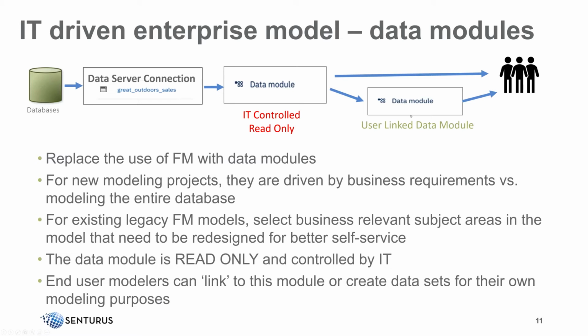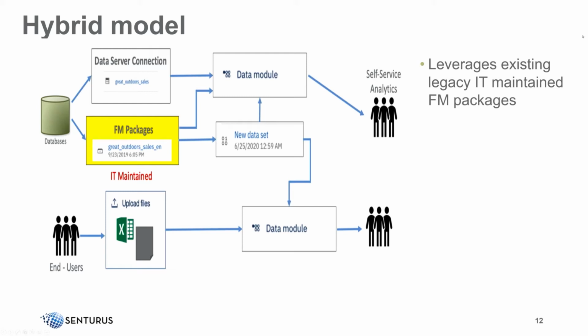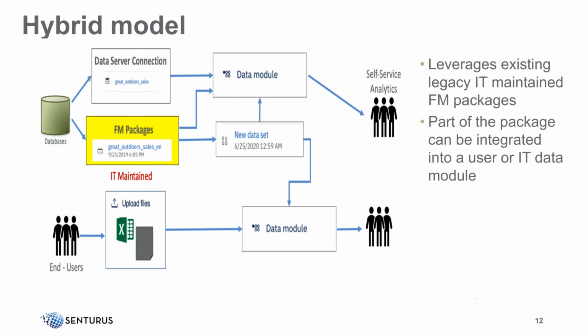So this was kind of that IT-driven enterprise model. Let's look at another model that we could talk about. I call this hybrid in a sense, because what we're doing over here is we want to leverage existing legacy IT-maintained FM packages, this yellow box over here. So this tries to address the question of, I've got 100 FM packages over there that have been developed over time. They're still good. The relationships are still good. There's still good data in there from a metadata model perspective. Do I really have to reinvent the wheel on this thing?